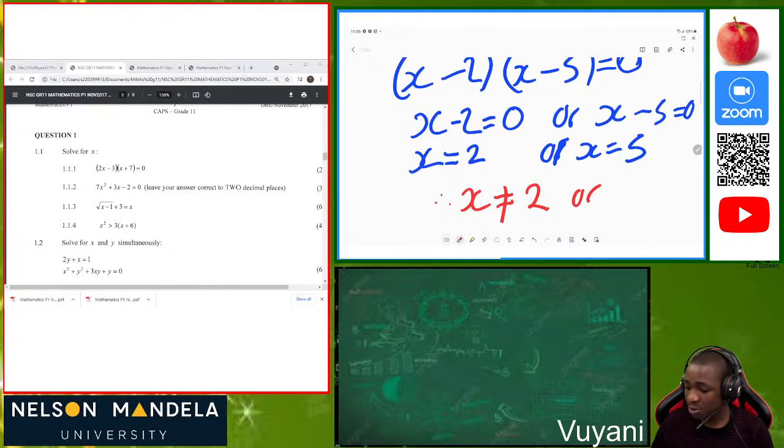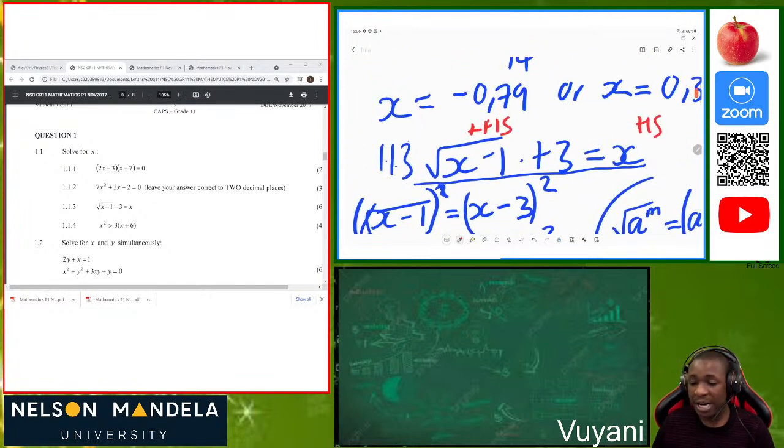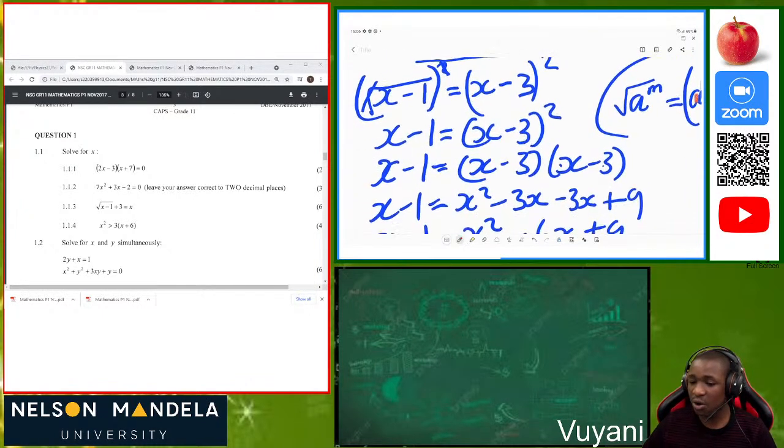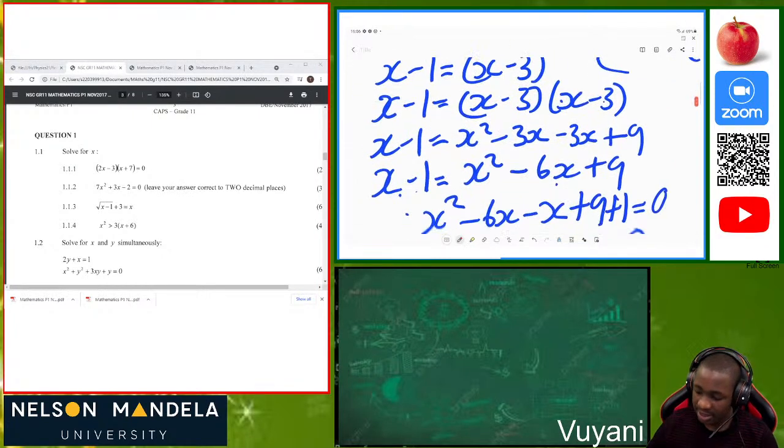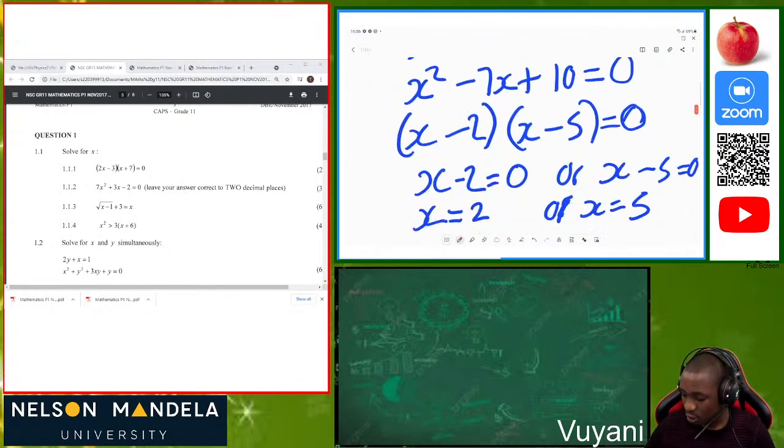Now let's substitute our 5. 5 minus 1, it's 4. Then square root of 4, it's 2. Then 2 plus 3, it's 5. And also when you substitute the value of x, you still get 5. Now it's balanced. Our left hand side is equal to our right hand side. So that will be the correct answer now.